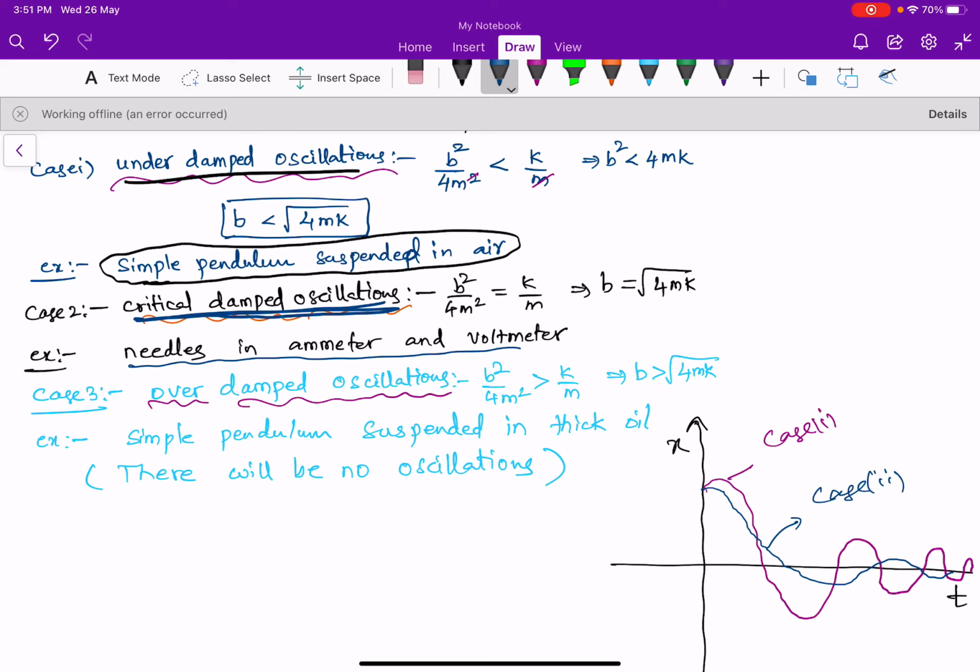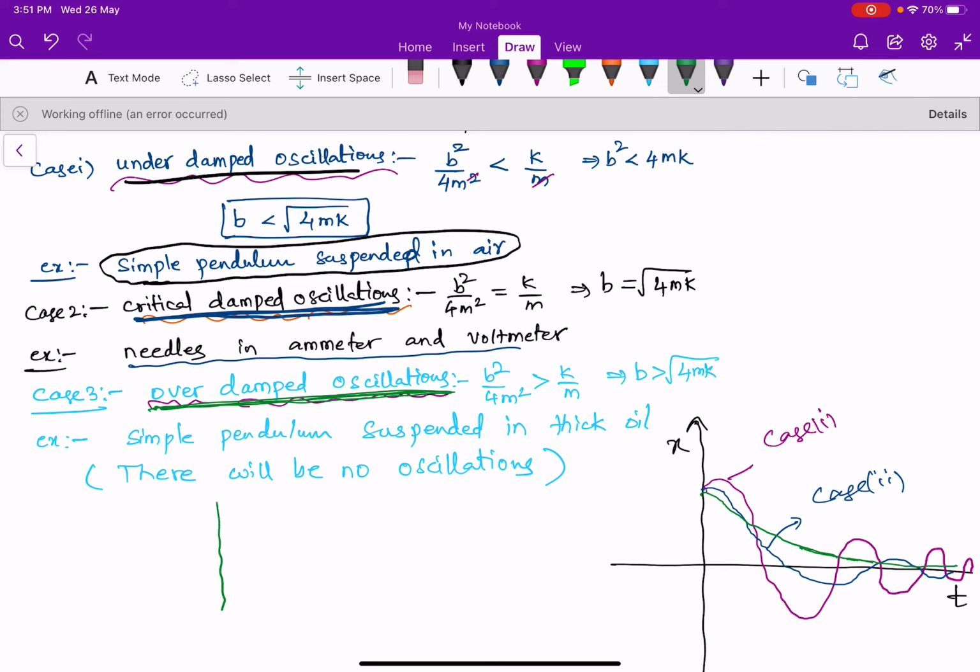And the final case is over damped oscillations. In case of over damped oscillations, there will be approximately no oscillations. The oscillations will die out eventually. Without making any periodic motion or oscillations, the amplitude will become zero.